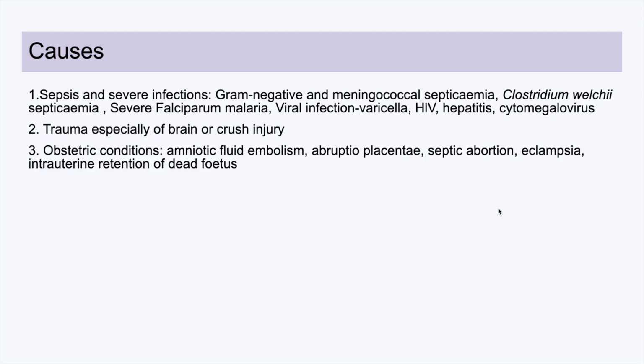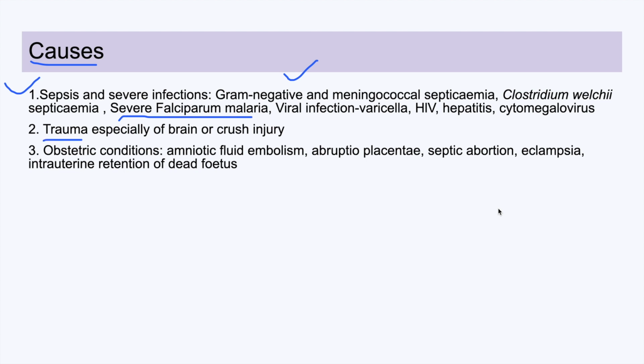Now what are the various causes of DIC? There are numerous causes. They are not related to a single organ system, because this is a disseminated disease. So which are the causes? Firstly, any sepsis or severe infection. If a person is in sepsis, the person can go into DIC. Various gram negative bacteria, meningococcal septicemia, and severe falciparum malaria can cause DIC.